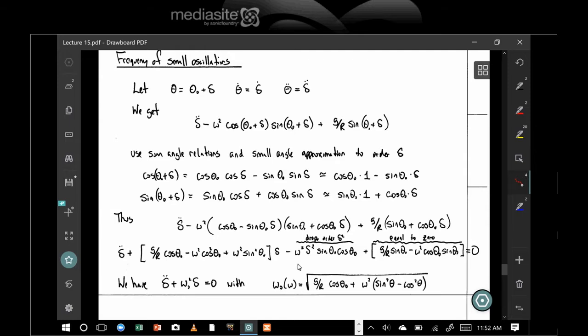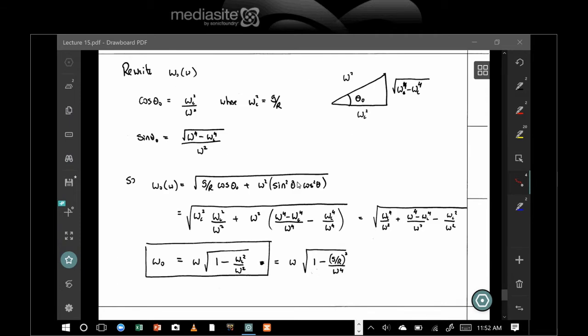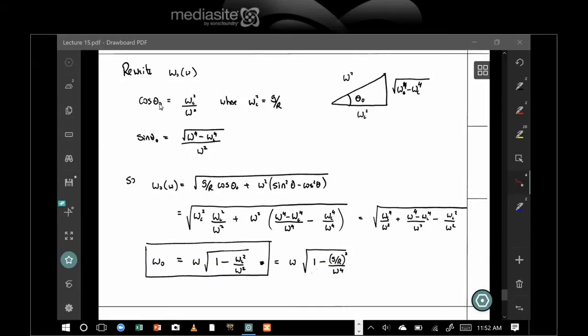So cosine of theta naught plus delta, using the sum angle, we get cosine theta naught cosine delta minus sine theta naught sine delta. This term here, using the small angle approximation to first order, is 1. And this term here is delta. We do the same thing here, except I get cosine delta, which I treat as 1, and sine delta, which you treat as delta. I stick all this back into here.